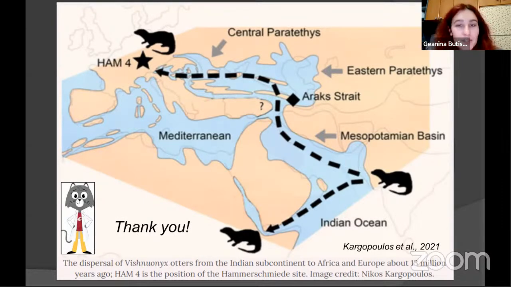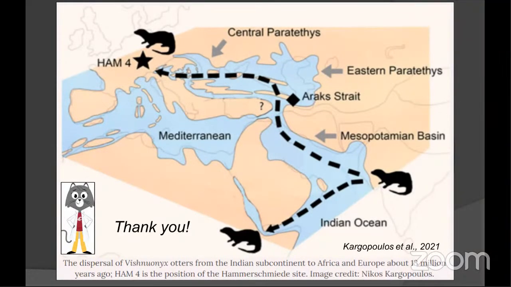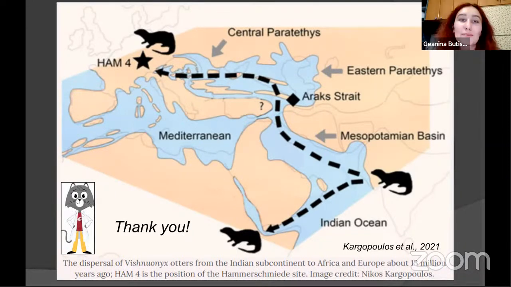I'm waiting for questions, and I've added here a small caption from a very nice paper that I read some days ago. They are illustrating the dispersal of Vishnuonyx otters from India to Germany. So these little guys traveled through the Paratethys from India to Germany.